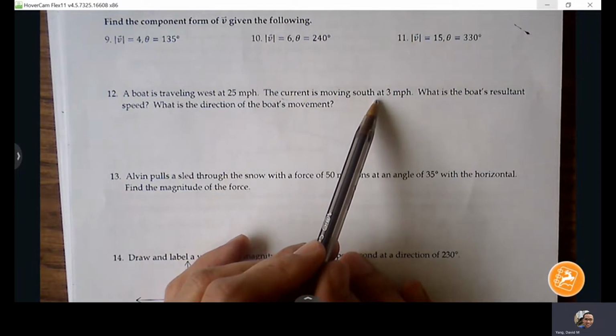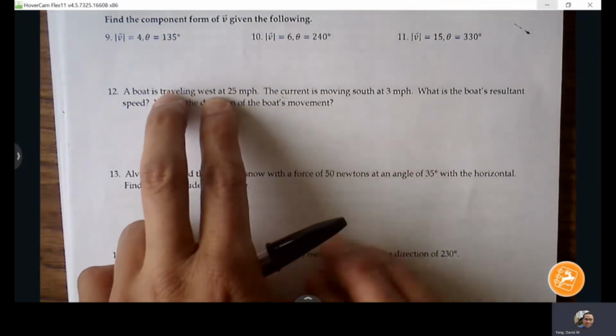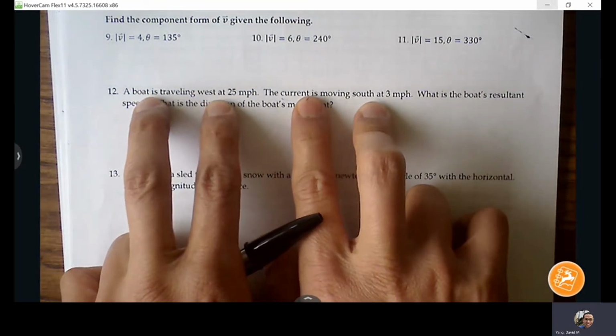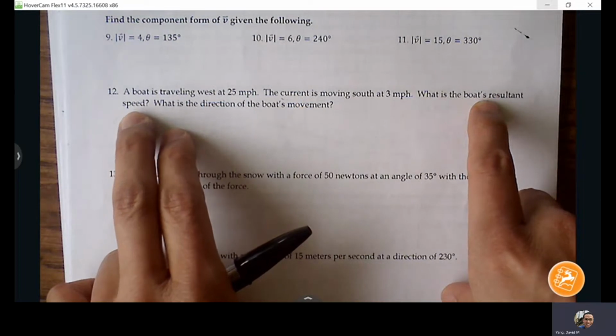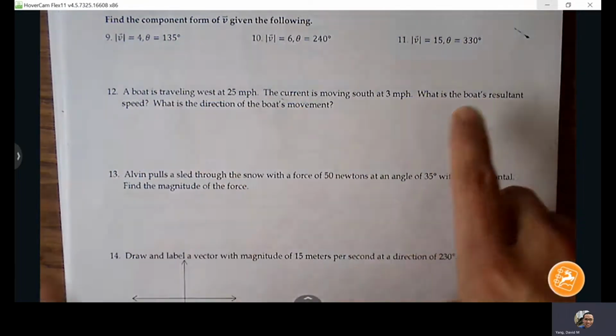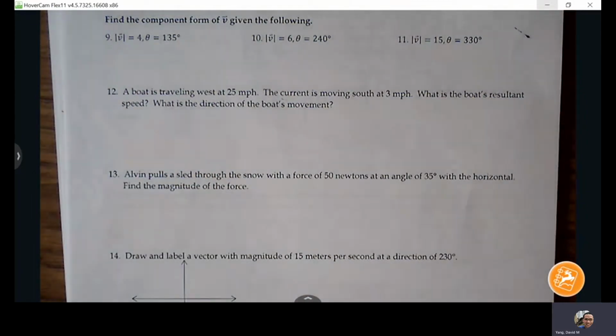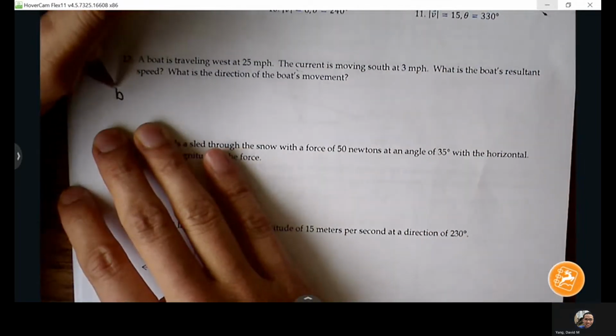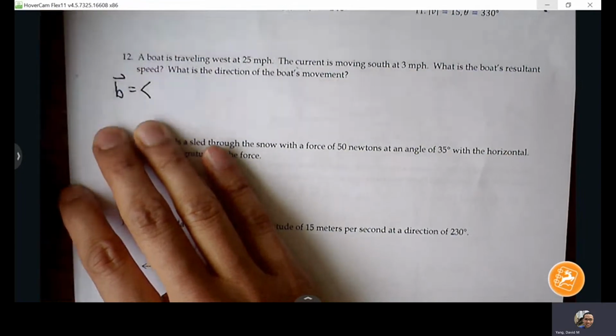The current is moving south at 3 miles per hour. These two sentences, we can create vectors out of each of these two sentences. Resultant speed just means the magnitude, and for the direction we'll use inverse tangent. So let's talk about the boat's movement here. It says boat is traveling west at 25 miles per hour. So let's call that vector B. Let's get it into component form.